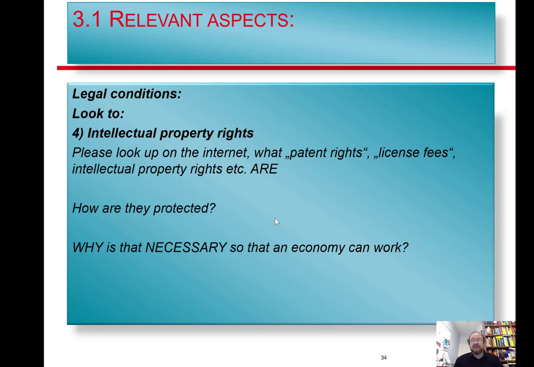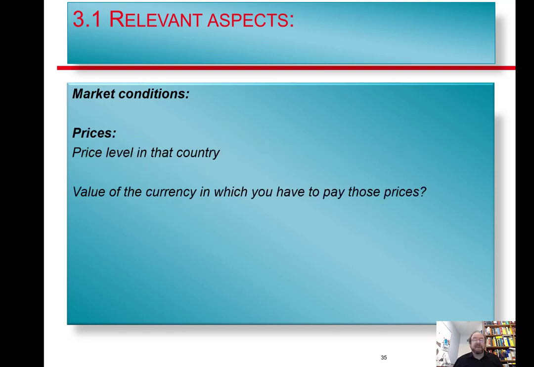Now, the last thing is international intellectual property rights. If you produce products which are protected by patent rights, will they be protected at the place where you go to? Or can any former worker of your factory leave your factory, know all your business secrets, and set up a competing firm just on the other side of the street? Exploiting your knowledge is probably not a nice thing. Prices play a role.